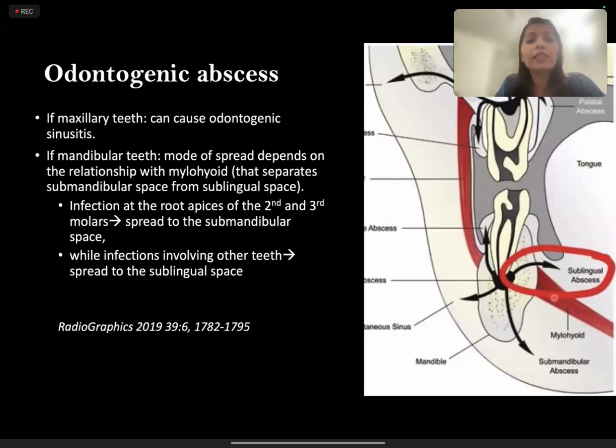This is the next case. 16-year-old with pain in the throat and low-grade fever. So I'll give you some time to look at these images. Contrast CT of a 16-year-old with pain in the throat and low-grade fever.